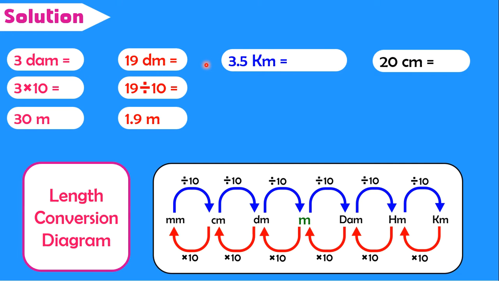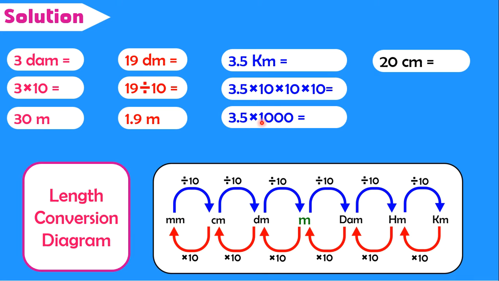3.5 kilometers. I have to convert them to meter. Kilometer to meter. Notice that I'm moving to the left, so I must do multiplication. I have 1 zero, 2 zeros, 3 zeros, so I have to multiply by 1000. Yes, 3.5 times 10 times 10 times 10. This will give us 3.5 times 1000, which is 3,500 meters.